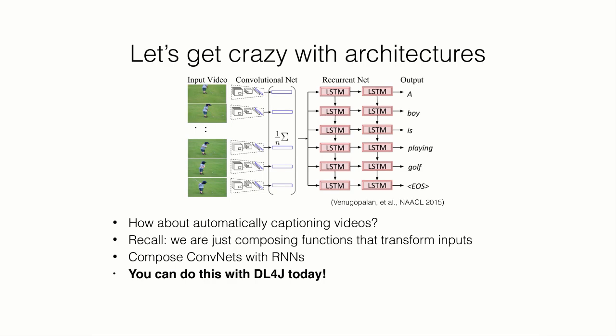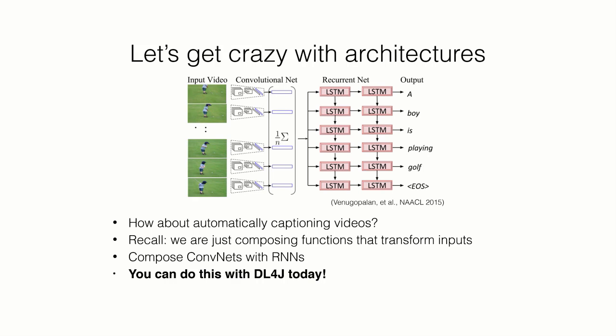We can also get crazy with architecture. So what about automatically captioning a video? Recall, all we're doing is composing functions that transform inputs. You might think captioning videos seems complicated and hard. It's really not. All you have to do is think of your video as a sequence of images. We know convolutional neural nets are good for images because images have local, spatial structure. So maybe we want a convolutional neural net that processes each frame of the video one at a time. Then the output of that gets fed to what kind of model would we want for a sequence modeling problem? An LSTM or an RNN of any kind, a recurrent neural net.